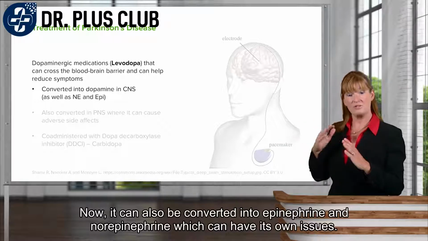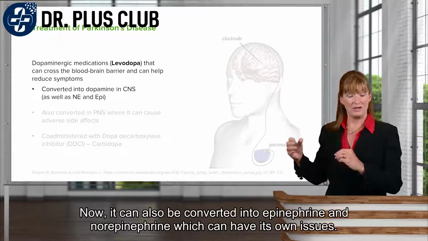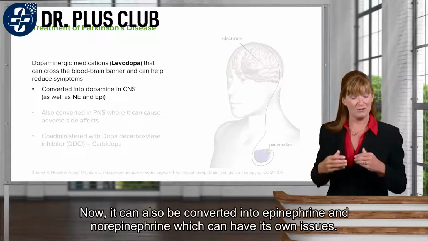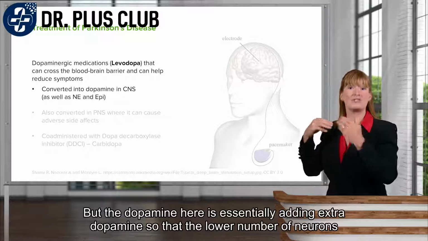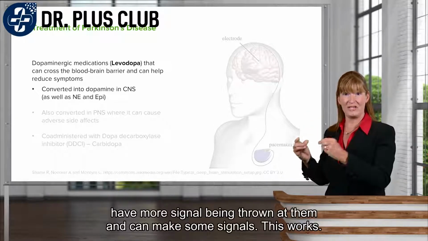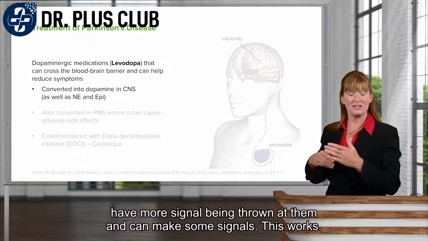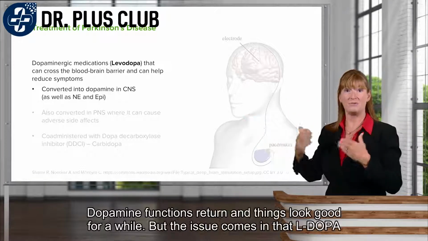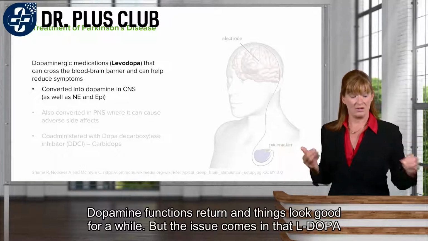Now, it can also be converted into epinephrine and norepinephrine, which can have its own issues. But the dopamine here is essentially adding extra dopamine so that the lower number of neurons have more signal being thrown at them and can make some signals, and this works. Dopamine functions return, and things look good for a while.